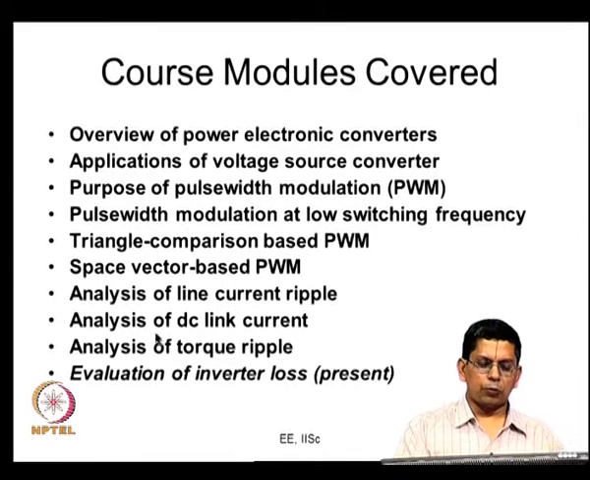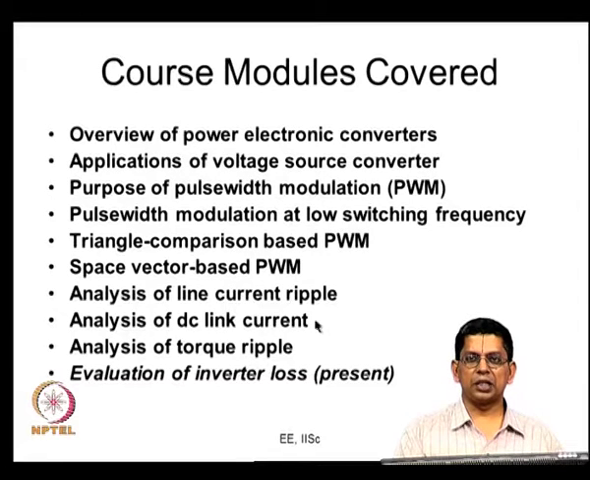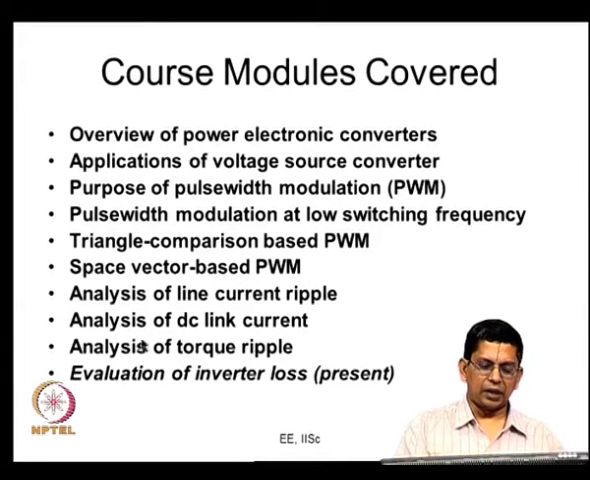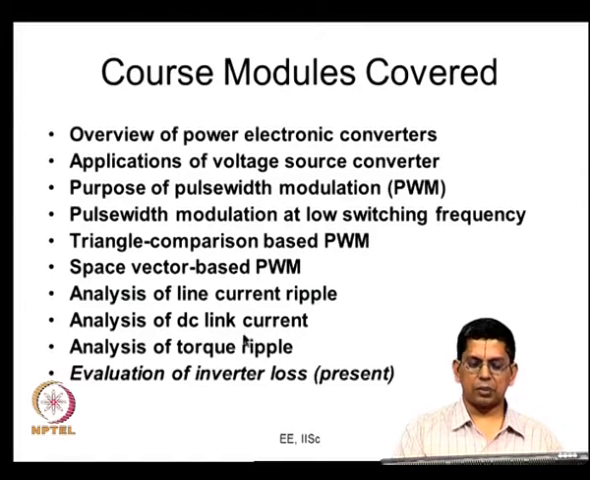After that we focused on certain analytical portions, like how we analyze the ripple in the line current, where we assume that the switching frequency is much higher than the fundamental. Similarly, how do we analyze the DC link current, how much is the RMS current flowing through it, what is the DC component, and so on, and again analysis of the ripple torque. These are the previous modules we covered.